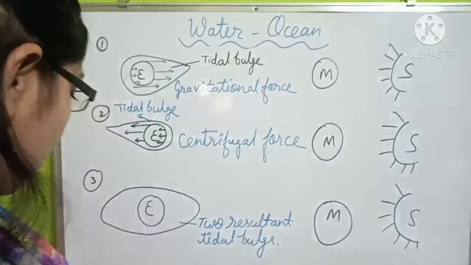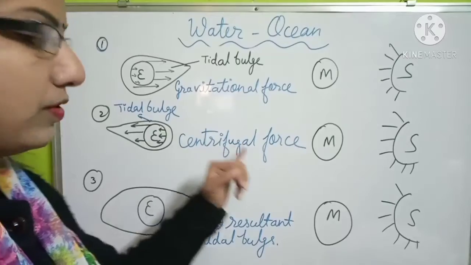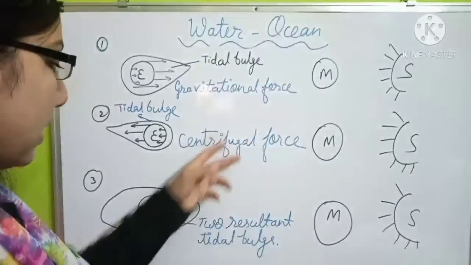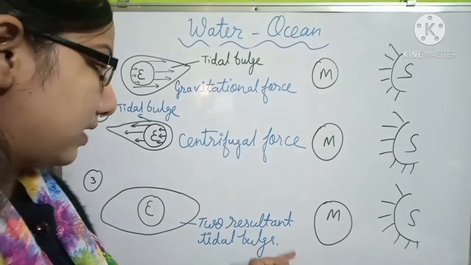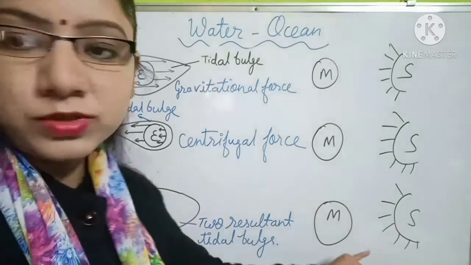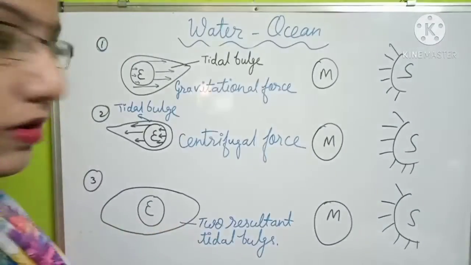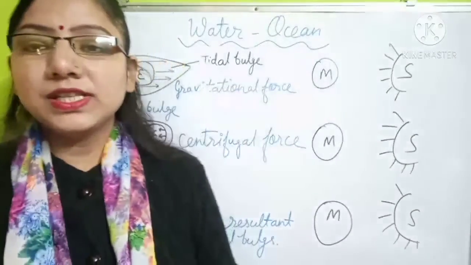And in the third condition, because the gravitational force and the centrifugal force are both there, the two resultant tidal bulges are there. These are attracted to the moon side as well as the opposite side of the moon. So what can we say here?